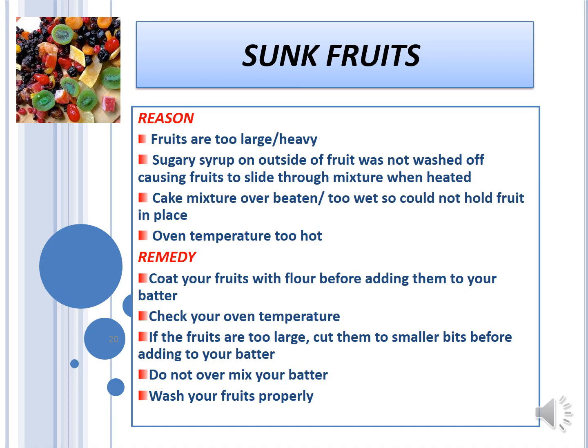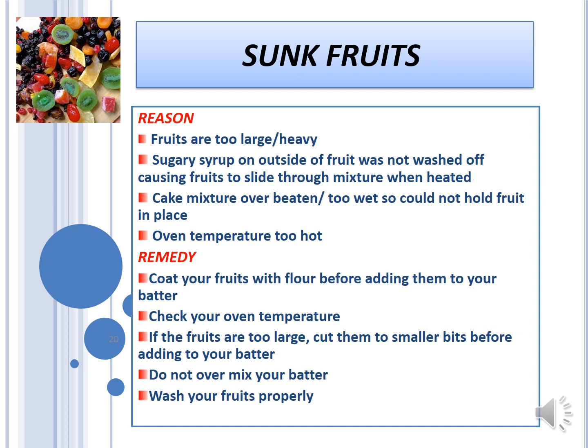It's a very common complaint that when we make the fruit cakes, fruits get sunk at the bottom of the cake. They are not uniformly distributed throughout the cake. The reasons are that the fruits are too large or heavy. They have been cut in large sizes. Sugary syrup on the outside of the fruit has not been washed off, and what happens is that this goes along with the fruits inside the mixture, and this gives rise to such kind of fault.